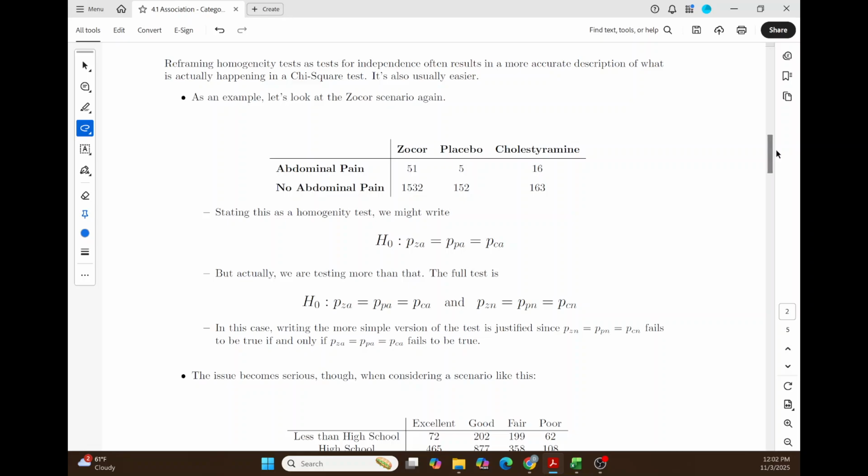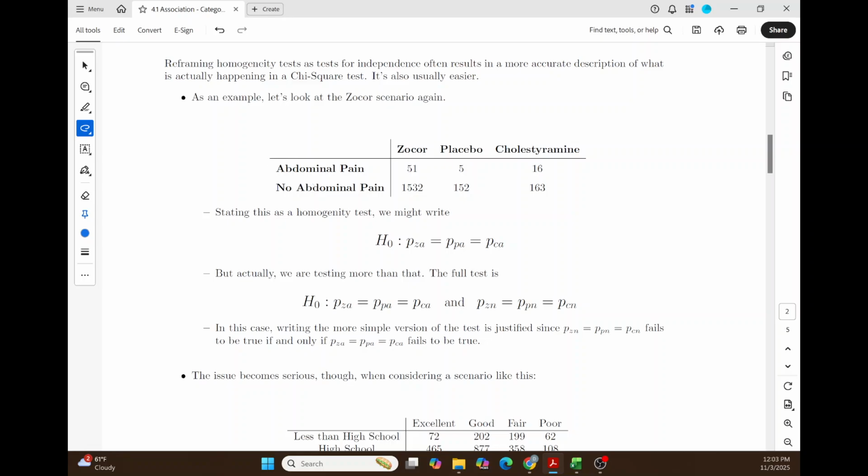So reframing homogeneity tests as tests for independence often results in a more accurate description of what's happening, and it's also usually easier. Okay, so looking at the Zocor placebo cholesterol example, we could write the null hypothesis this way. We called these groups 1, 2, and 3 before, so I'm using these subscripts. Z sub ZA, Zocor patients who experienced abdominal pain. We want to see if the proportion of Zocor patients who experienced abdominal pain is the same as the proportion of placebo patients who experienced abdominal pain, and if that's the same as the proportion of cholestyramine patients who experienced abdominal pain.